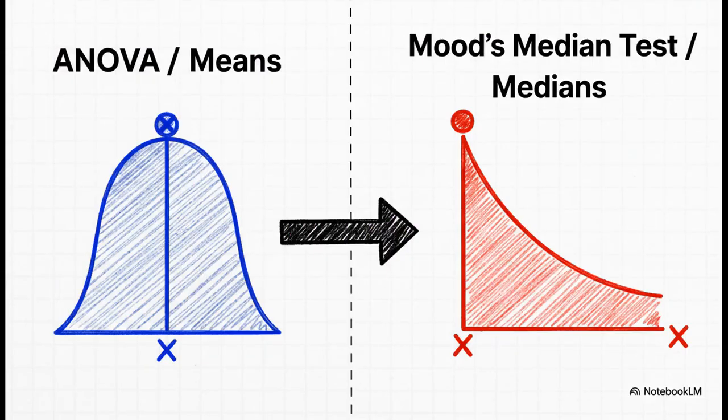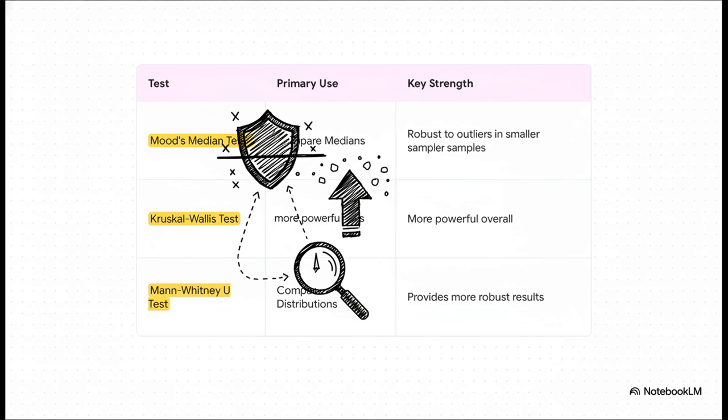Now, if you're familiar with your stats toolkit, here's the easiest way to think about it. You've probably heard of a one-way ANOVA, which compares the means of different groups. Well, you could think of Mood's test as the ANOVA for medians. It does a similar job, but it focuses on the median, which is exactly what we need when our data is skewed.